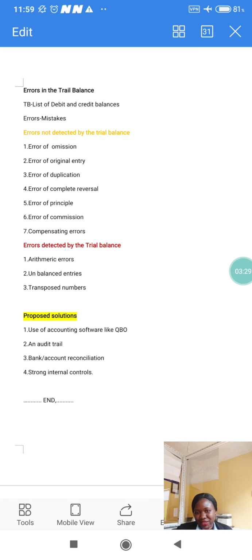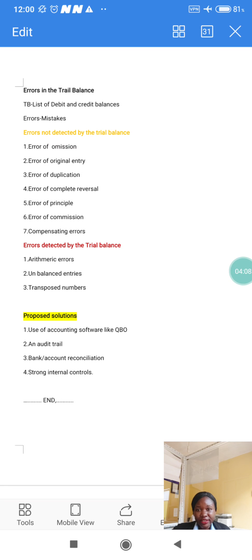So we have what we call compensating errors. These are errors that are equal in magnitude. For example, I made an error of 200,000, and at some point I also make another error of the same amount on the opposite side. It implies this error will automatically balance. So for example, I made an error of 200,000 as money coming in, and I also make another error of 200,000 of money leaving. It implies these errors will countersign and balance, but the fact is it is an error.